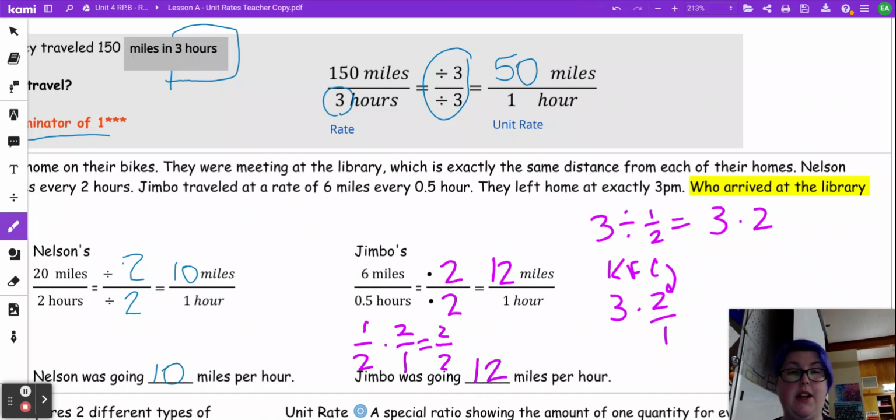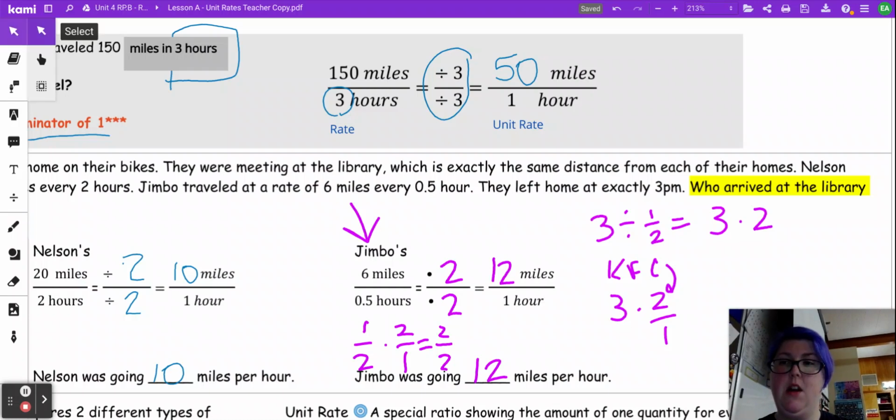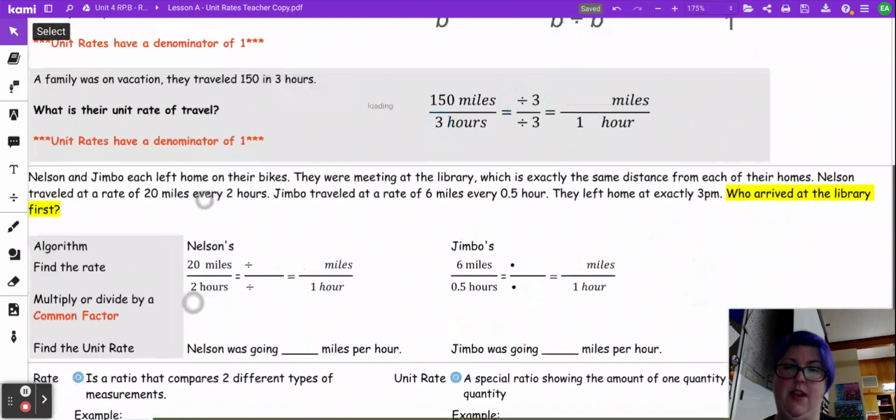So who's going to get there first? Jimbo's going to get there first because his unit rate of 12 miles per hour is faster than 10 miles per hour.